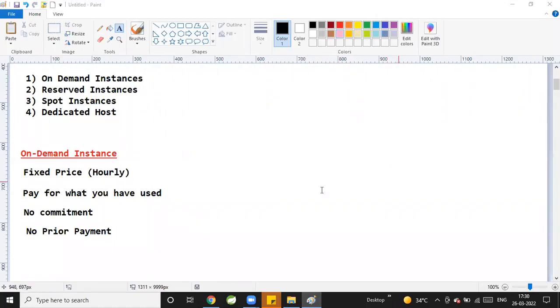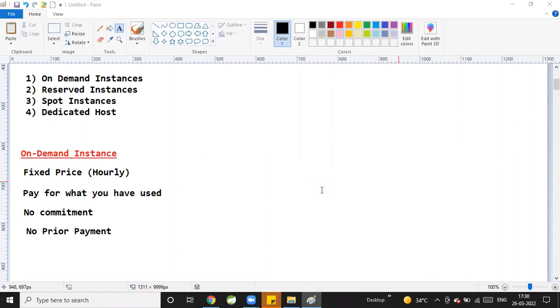So there is a fixed price for on-demand instances. Hourly, they are going to charge. Even if you use it for 5 minutes or 10 minutes or 40 minutes, they will consider it as 1 hour. Whatever you use, you just pay for that. Pay for what you have used in on-demand instances. No prior payments.